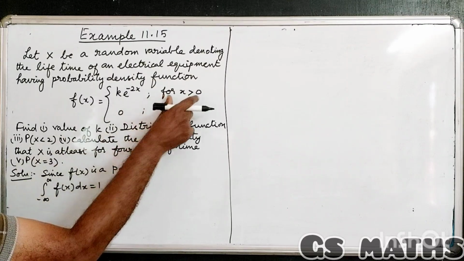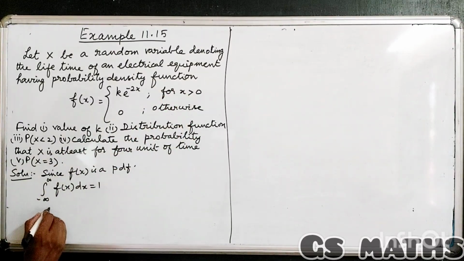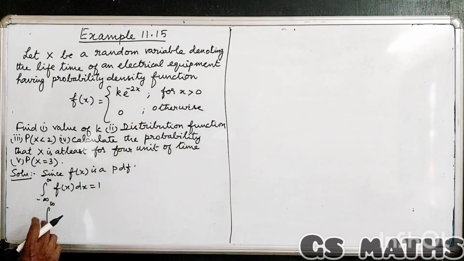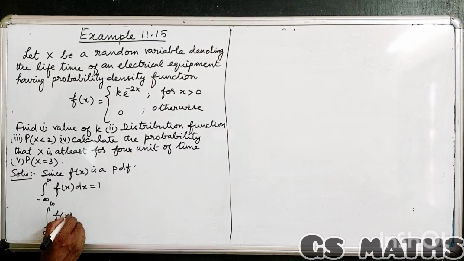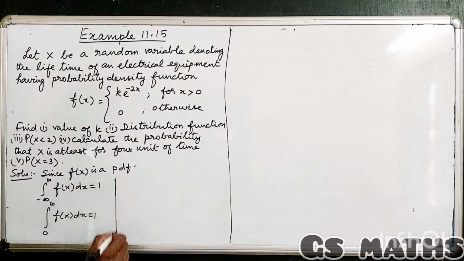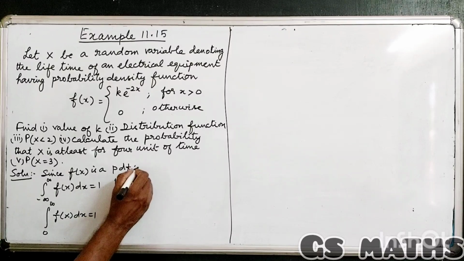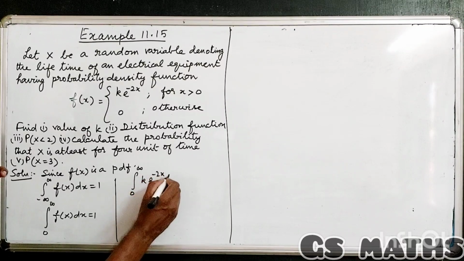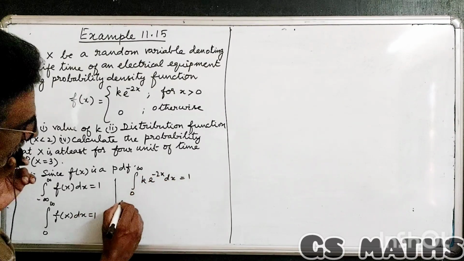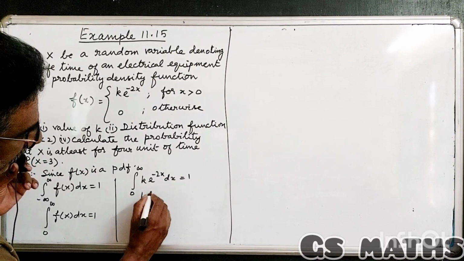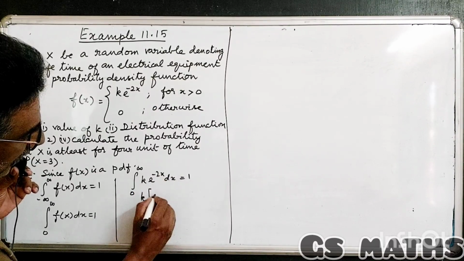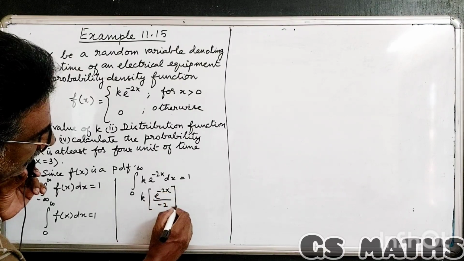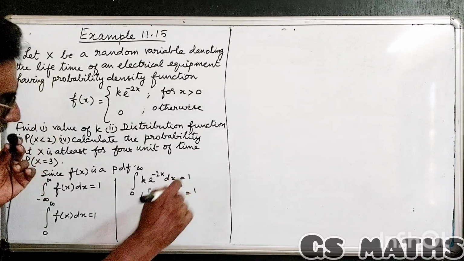Now look at this limit. x greater than 0 means the limit is 0 to infinity. So integral from 0 to infinity of f of x dx is equal to 1. Now, what is f of x given? Integral 0 to infinity of k into e power minus 2x dx is equal to 1. We can take k outside the integral. Integrating e power minus 2x gives e power minus 2x divided by minus 2, with limits 0 to infinity, which is equal to 1.